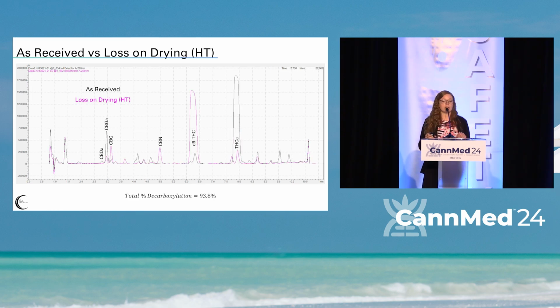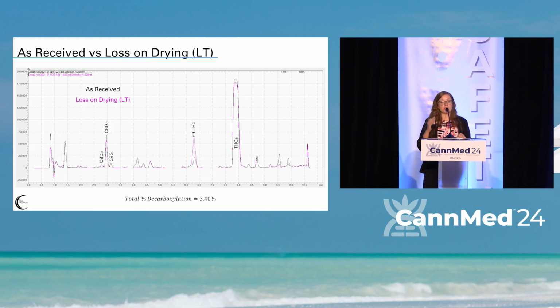We then go to the loss on drying at high temperature. We're not looking at a similar chromatogram. This chromatogram is now very, very different. In addition to having the THCA peak be almost non-existent and the Delta 9 peak being huge, we also have CBN being formed. So we know that Delta 9, as it breaks down, forms CBN. So we also have other decarboxylation products occurring. The CBGA in this sample also decarboxylated into CBG.